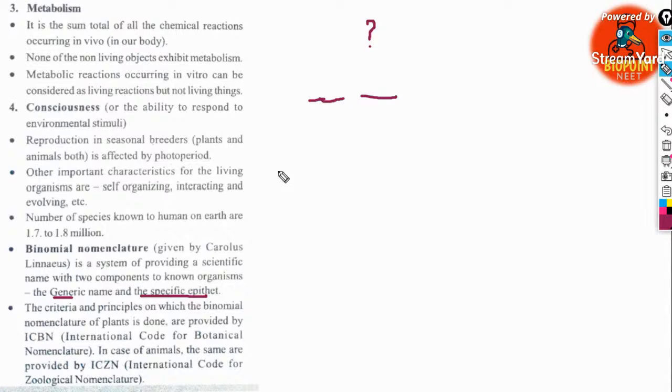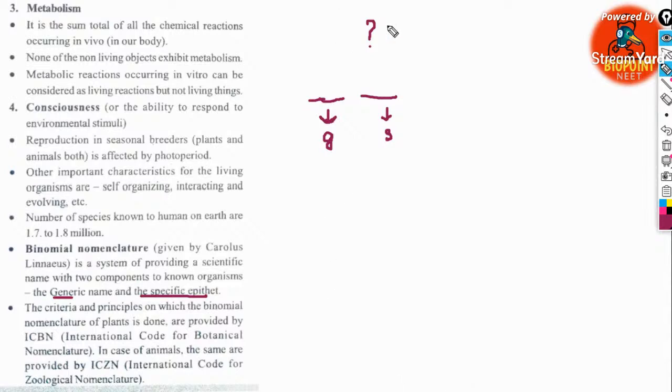Clear with that? Yes, Nila, yes, Shraddha, yes, everyone. From that, the first word, Mangifera, refers to the generic name or the genus name, and the second one, indica, refers to the specific epithet.